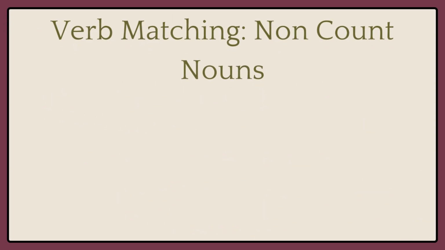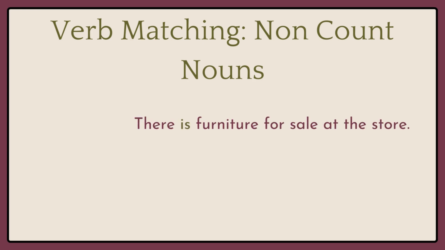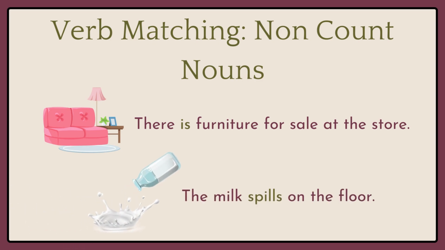So here's where it gets tricky. For non-count nouns, we always use singular verbs. For example, there is furniture for sale at the store. The milk spills on the floor. Notice that is in the first sentence and spills in the second sentence are both singular verbs.